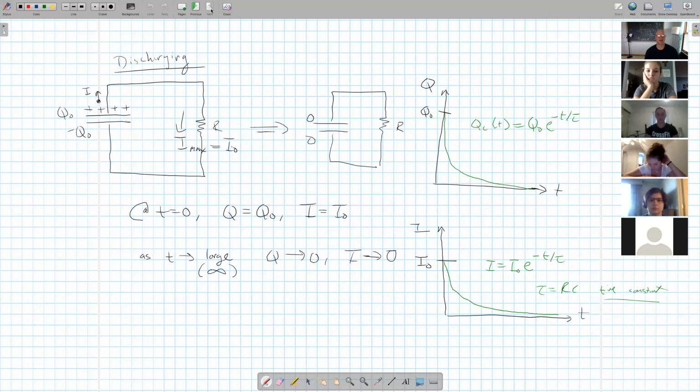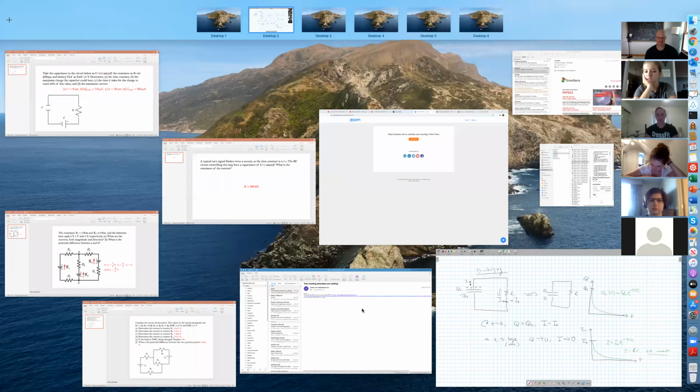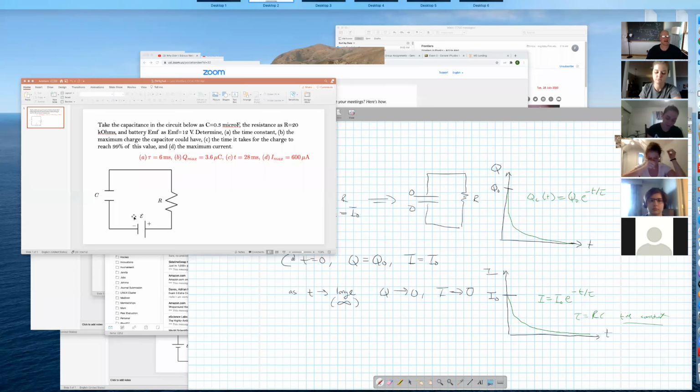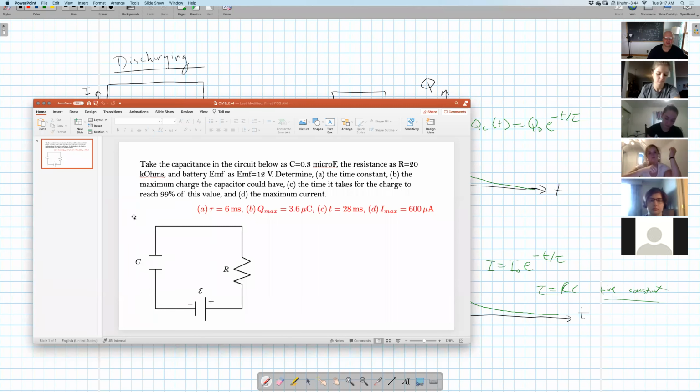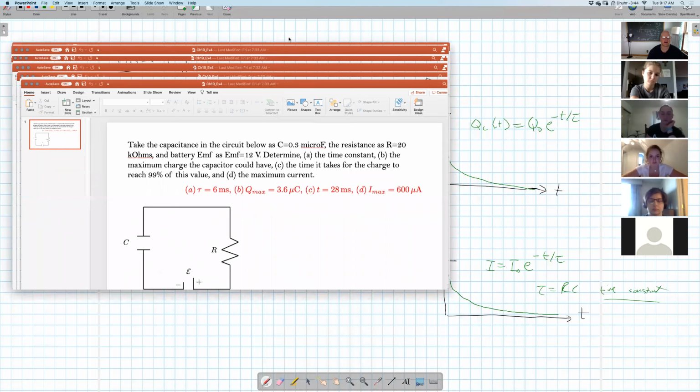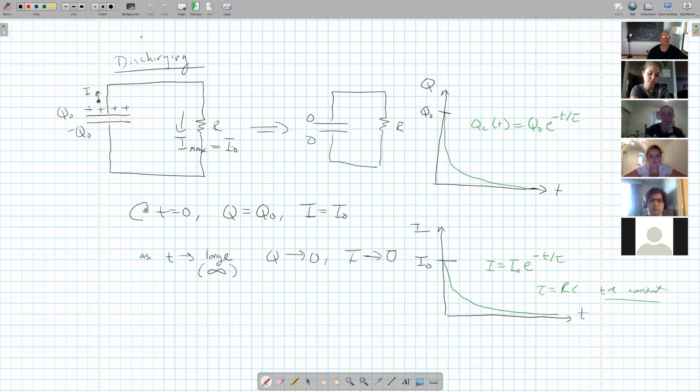So let's do a couple examples of this and see how this works. For the first example, let's take the capacitance in the RC circuit below to be 0.3 microfarads, the resistance as 20 kilo ohms, and the EMF as 12 volts. Here we're going to be charging our capacitor. First, we want to determine the time constant, then the maximum charge the capacitor can have, then the time it takes for the charge to reach 99% of this value, and then the maximum current. So let's do that one.